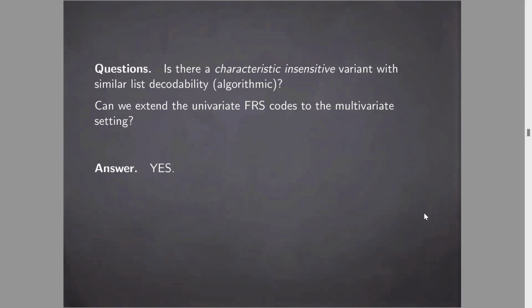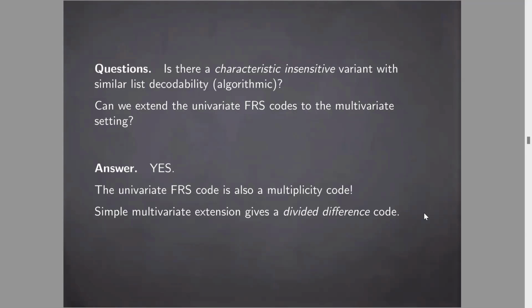And the answer to both of these questions is yes. So the key observation to our result is that the univariate FRS code itself can be interpreted as a multiplicity code with respect to a suitable derivative operator. In fact, it turns out to be a discrete derivative or a divided difference. And once we make this observation in the univariate world, a simple multivariate extension also gives us the characteristic insensitive multivariate construction that we are looking for. It turns out to be a divided difference code.